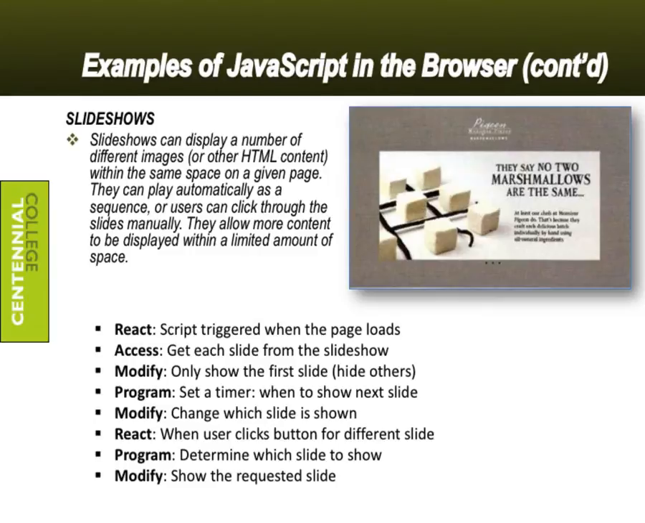So here are some examples, a slideshow. The React piece is a script that's triggered when the page loads, right? We can react to that. So when the page loads, we can put a script in place for it to kick off, or some kind of script that triggers when the page loads. Access: we want to get each of the slides from the slideshow. Modify: only show the first slide, hide the other ones. These are all things that you can do with JavaScript. I'm not going to go through all these examples.